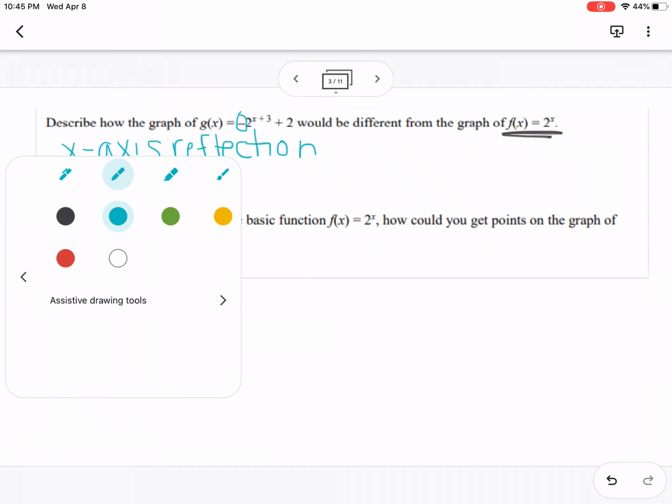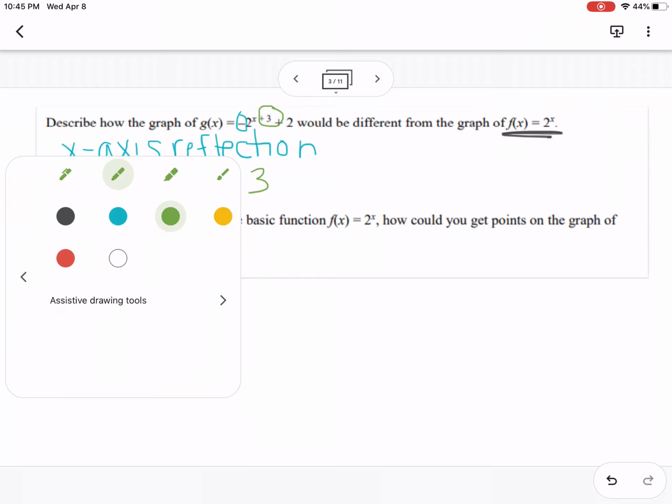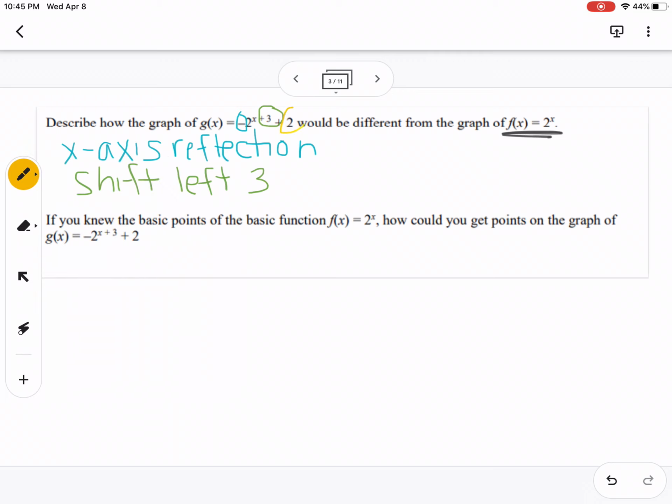The +3, that's a shift to the left 3 units, right? It's the opposite when x is positive. And the +2 is a shift up 2, which is also our horizontal asymptote.